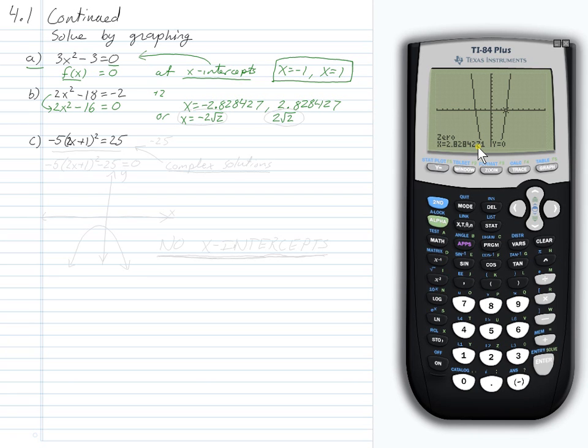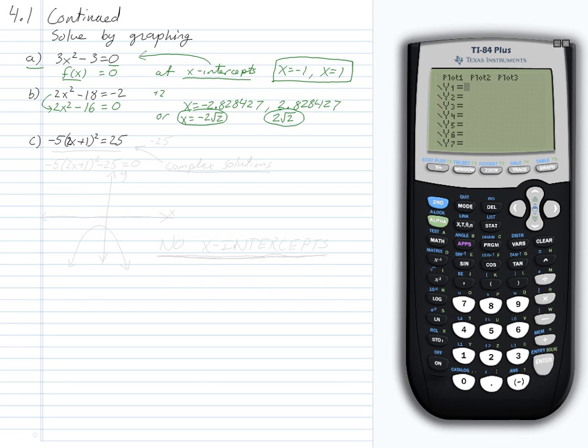Sometimes if our x-intercepts or our solutions are nice round numbers, it won't make a difference. But if we're looking for an exact solution, we're going to want to use one of our algebraic techniques. Now our final equation here, remember this one had 2 complex solutions. Let's see what that would look like in the grapher.